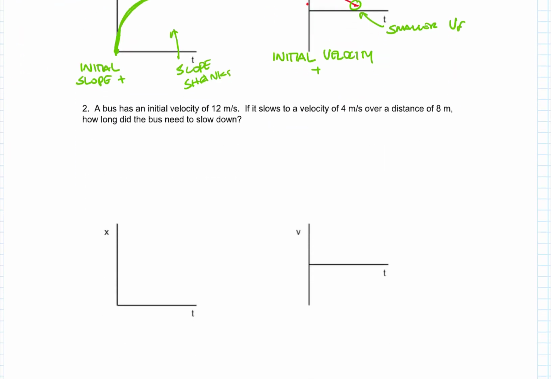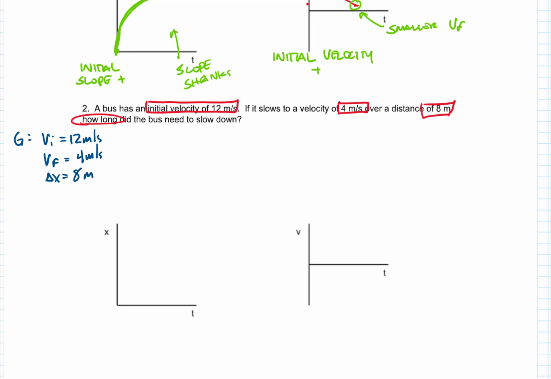All right, number 2. A bus has an initial velocity of 12 meters per second. If it slows down to a final velocity of 4 meters per second over a distance of 8 meters, how long did the bus need to slow down? All right, so for this one, our givens: we have the initial velocity of 12 meters per second. We have the final velocity of 4 meters per second. Our displacement, how far we go, is 8 meters. And what we want to know is how long. That's one of my unknowns.